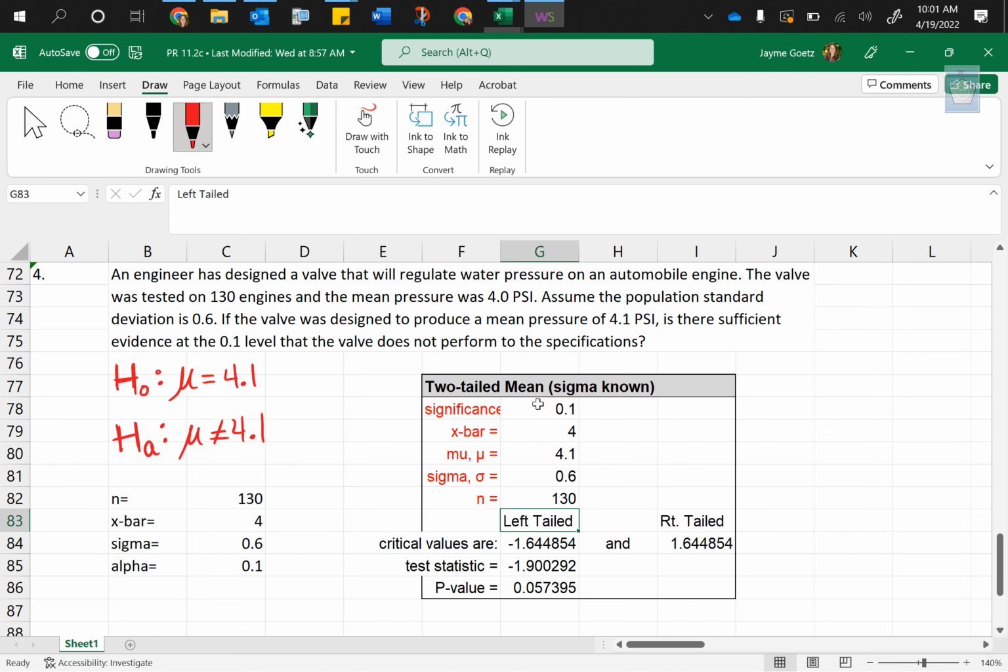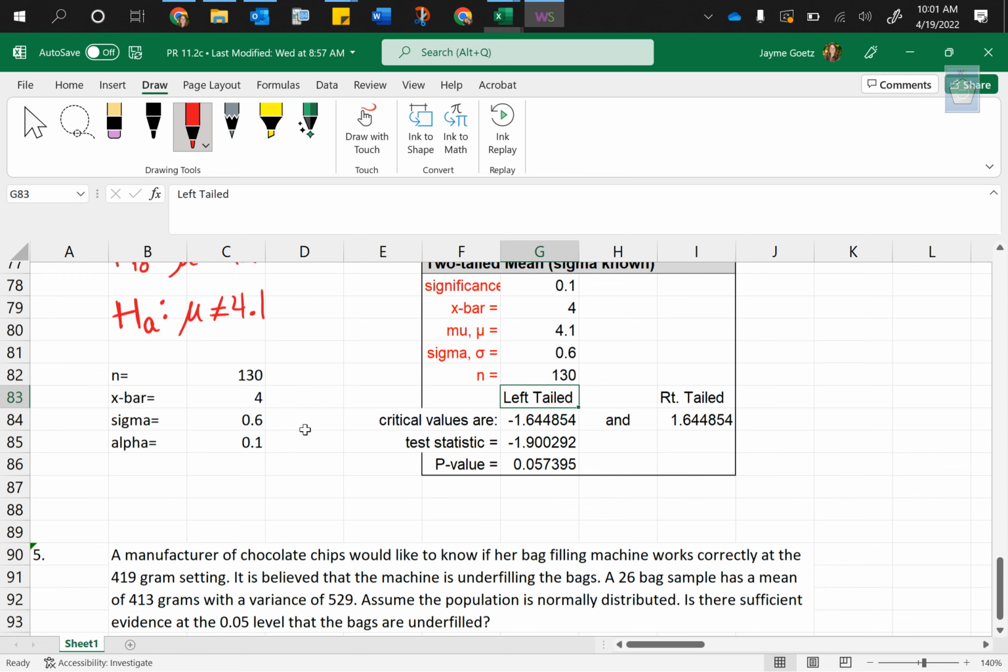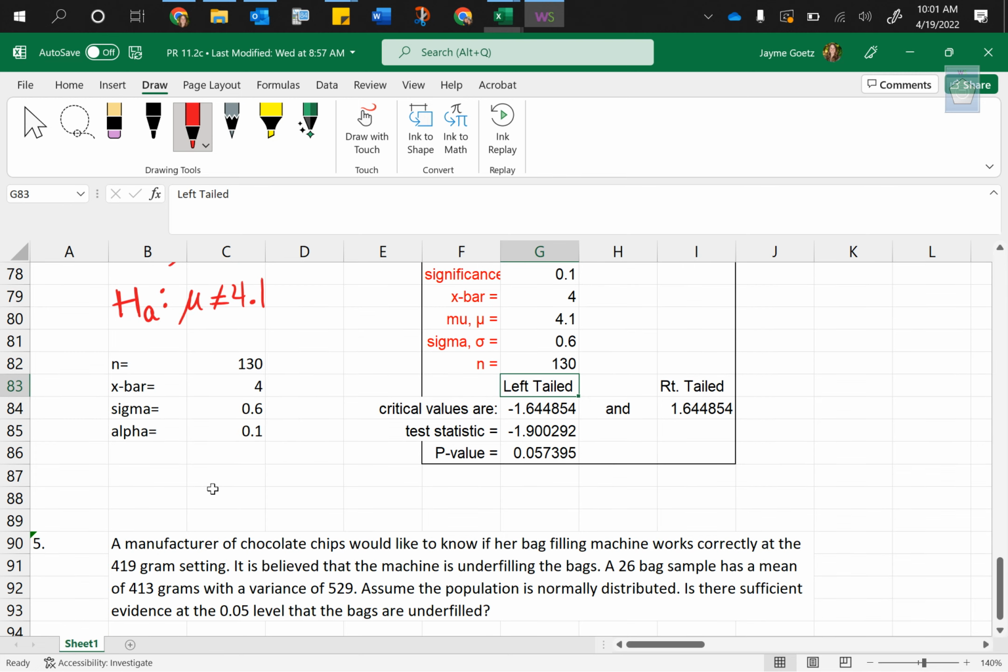Now, this question was very specific. It says, assume the population standard deviation is 0.6. If the valve was designed to produce a mean pressure of 4.1 pounds per square inch, is there sufficient evidence at the 0.1 level that the valve does not perform to the specification? So when you do a problem like this on Hawkes Learning, you're going to have two options here. Okay, so I'm going to type them in over here so you guys can see. You're going to have two options.